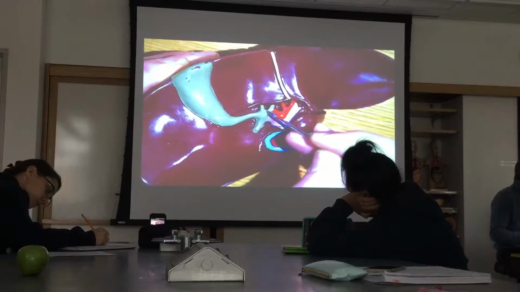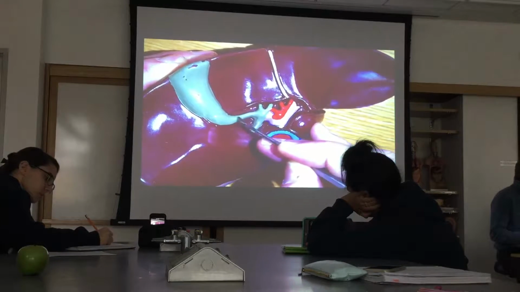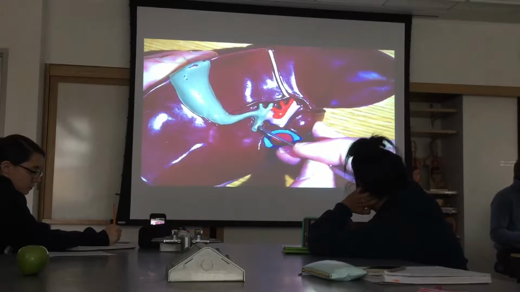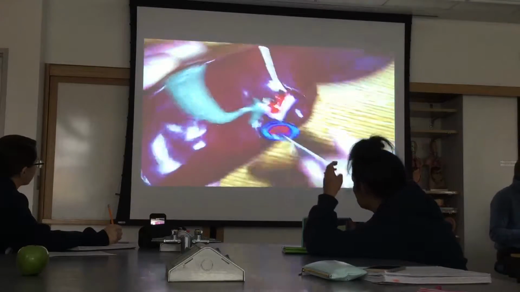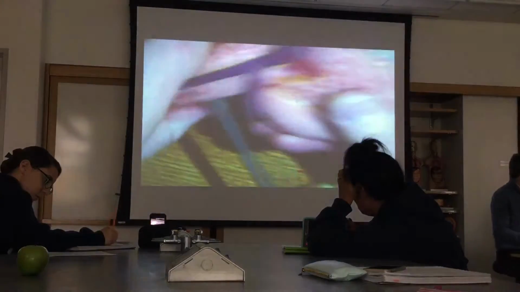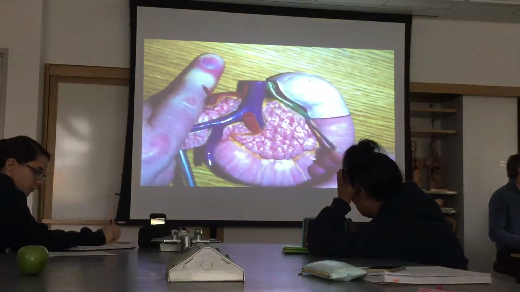The common hepatic duct then hooks up with the cystic duct that's coming from the gallbladder. And when those two come together, you then get this, which is the common bile duct, which is the guy that goes down the backside of the pancreas and meets up with the pancreatic duct.